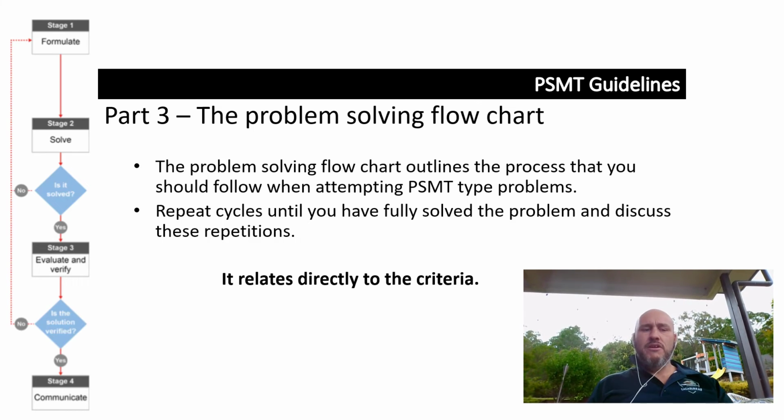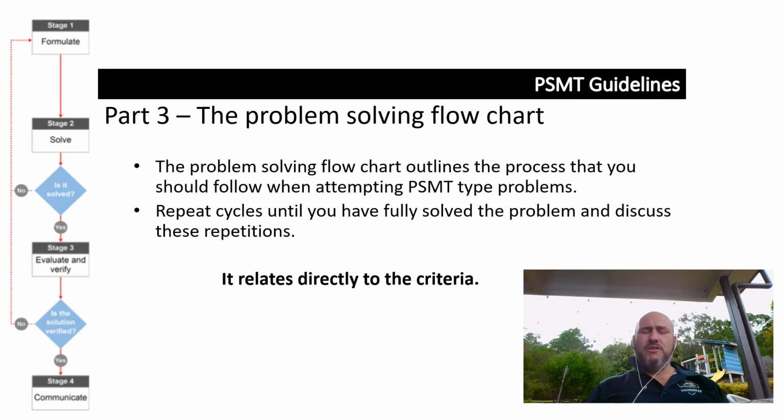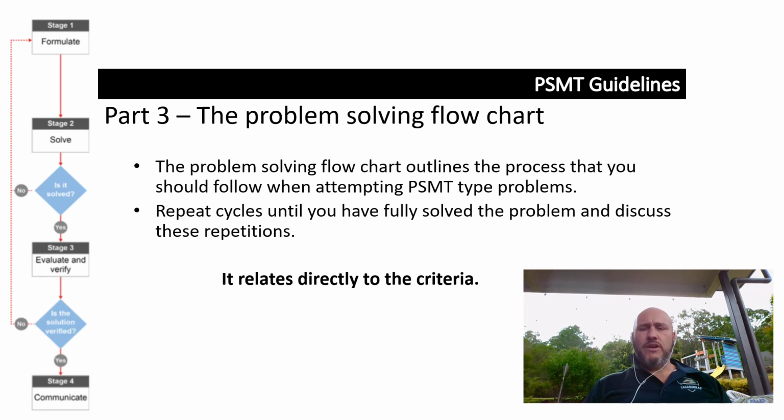And if it's not, then you might go back and resolve it, or you might go back and reformulate a solution path. You do that as many times as you need to. This is the process to solve problems. And then once you're comfortable that you've done this and you've got to a verified solution, you communicate your answer. So you can see the 4 stages of the problem solving and modelling flowchart there.